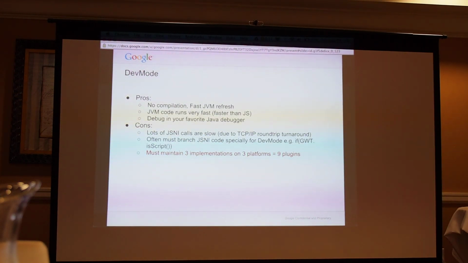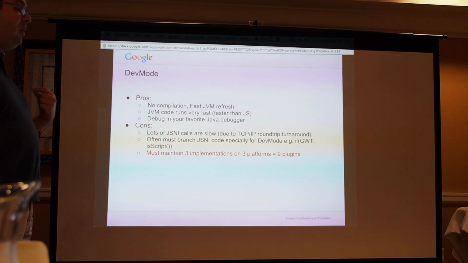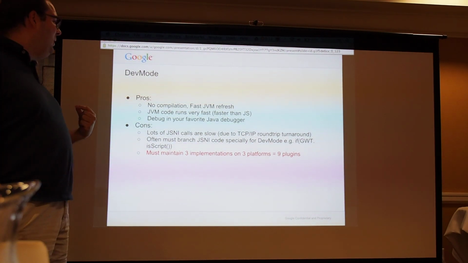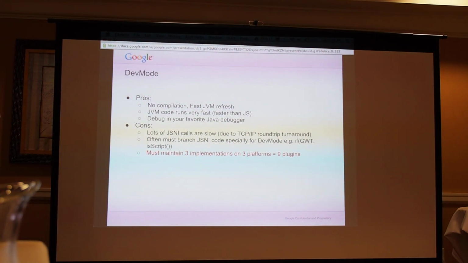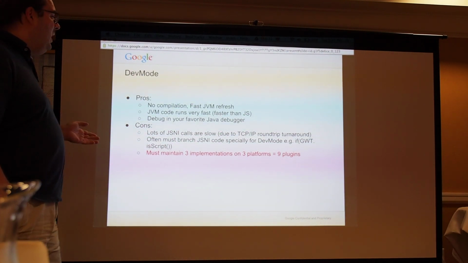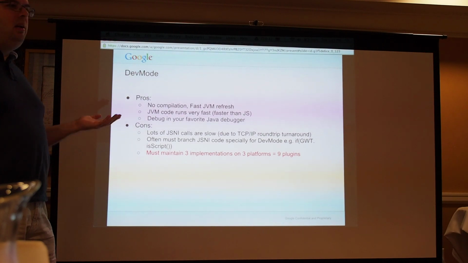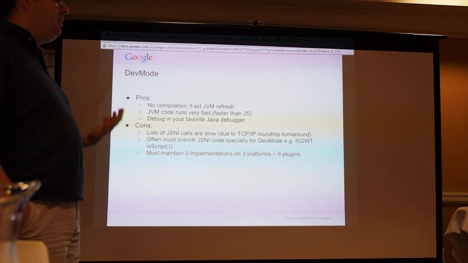So here are the benefits of this. First of all, there's no compilation. So if you're using something like Eclipse and you edit a Java file, Eclipse recompiles it on the fly, you hit refresh, and basically you rely on the JVM being able to reload that class. JVM code runs really fast, something like 6 to 10 times faster than JavaScript. So if you have really performance sensitive code, it's both a plus and a minus, because sometimes it can give you a false sense of how your app's actually going to run once it's running in the browser, especially on an older browser like IE6. But you can debug in your favorite Java debugger. So if you're using Eclipse, IntelliJ IDEA, or NetBeans, you just use what you're used to.